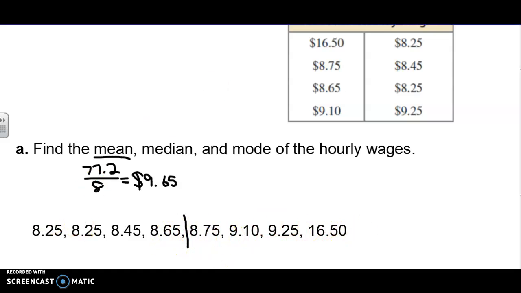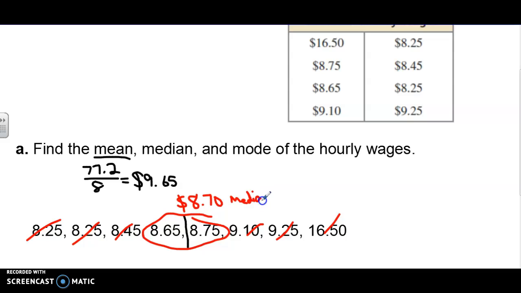Another thing some people like to do is they like to cross out as they go. They cross out the smaller number, the bigger number, and then they just go like that until they either have one number in the middle or two numbers in the middle. And then what you're doing is you're just adding these two numbers up and dividing by 2, or you can just think about what number is in between these two. So in this case, $8.70 would be the median.